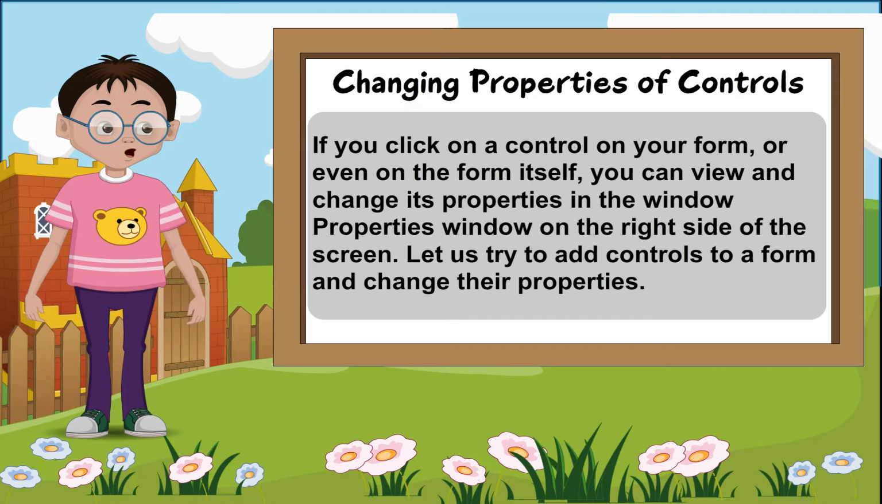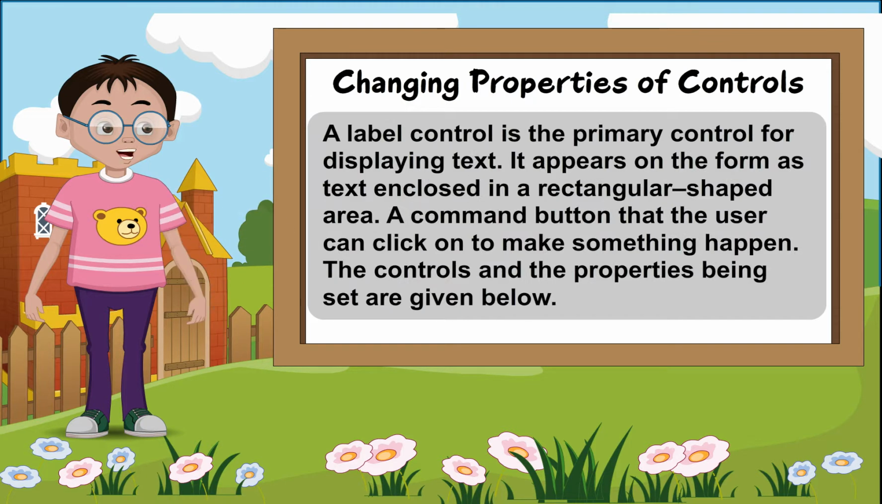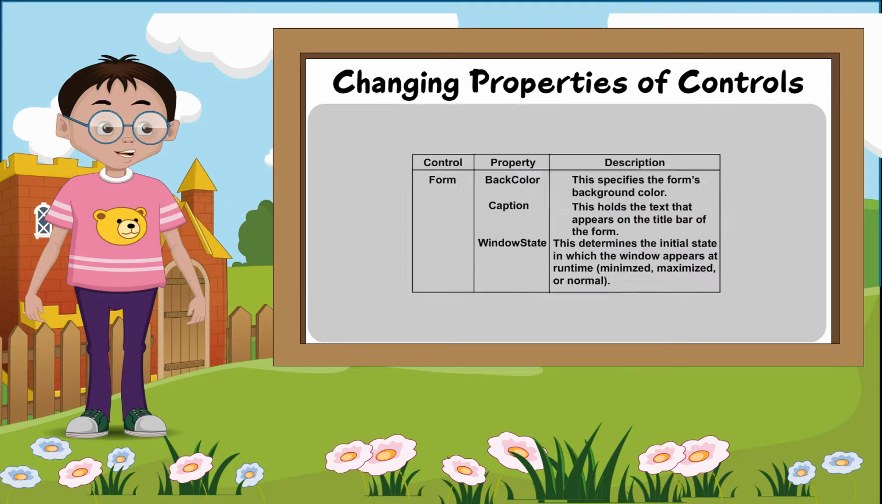Changing properties of controls. If you click on a control on your form or even on the form itself, you can view and change its properties in the Properties window on the right side of the screen. Let us try to add controls to a form and change their properties. A label control is the primary control for displaying text. It appears on the form as text enclosed in a rectangular shaped area. A command button is a button that the user can click on to make something happen. The controls and the properties being set are given below.